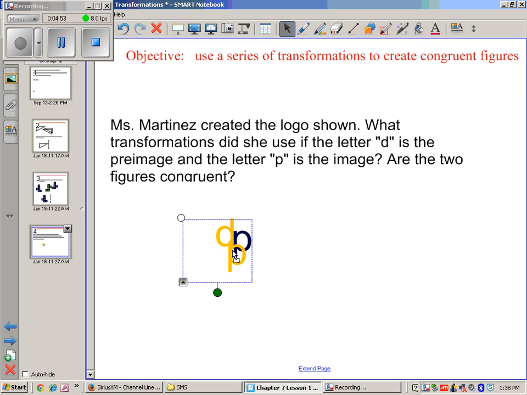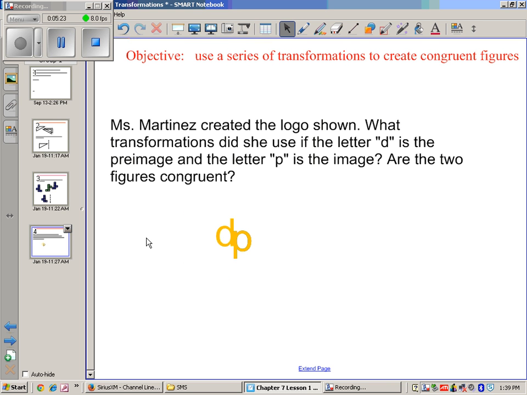Now if we spin it right around, see right there, that gives us a 180-degree rotation for the D. So now what can we do? What other transformation can we use to see if these two are congruent? Yes, we can use a slide or a translation. We can take this figure, slide it up, and it covers right over the P.